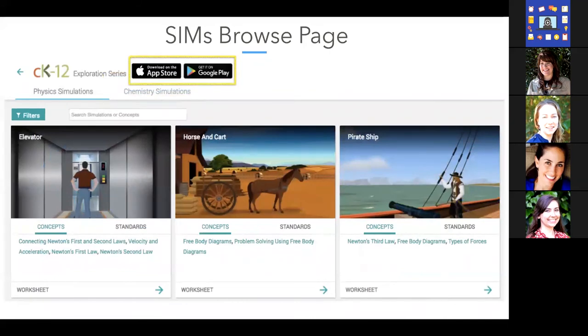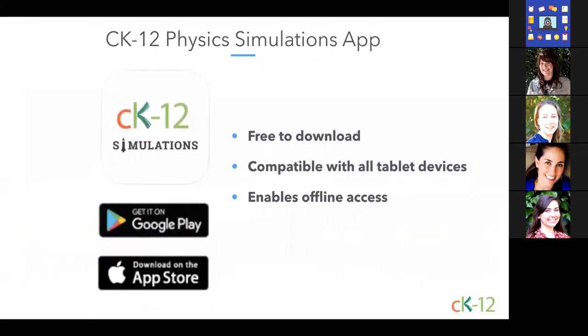Another exciting announcement is that we offer a free CK12 Physics Simulations app for your iOS and Android tablet devices. By clicking on either of these two icons in the Sim Browse page, you and your students can easily download the app for free at the App Store or Google Play Store today. And I'd like to highlight a few things about the app. It is only for tablet devices, so all of our sims, whether accessed online or via the app, require a 9-inch screen or larger just to be able to view all the sliders and graphs within the sim.